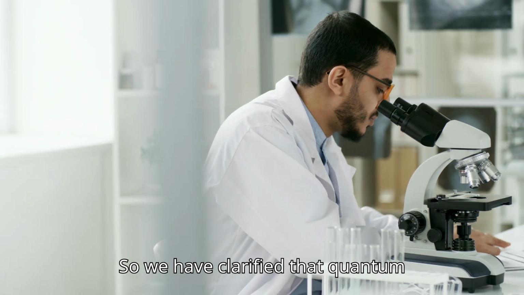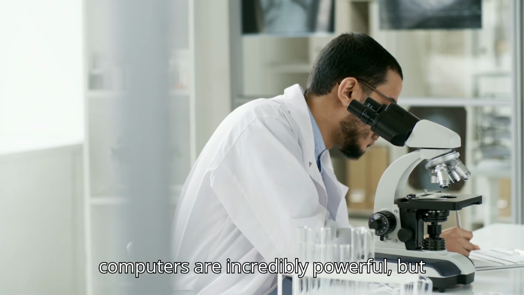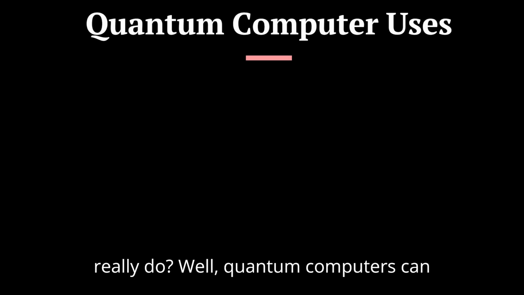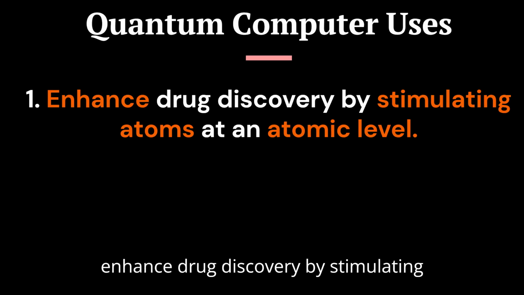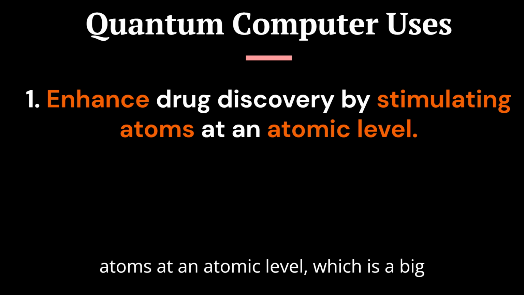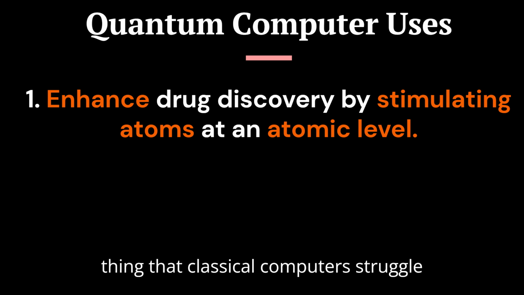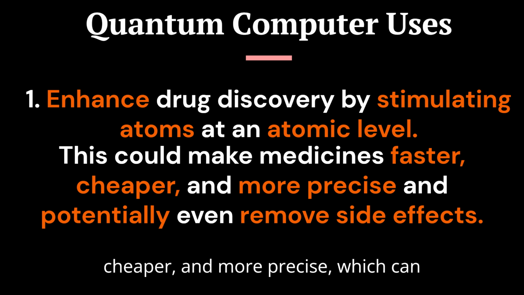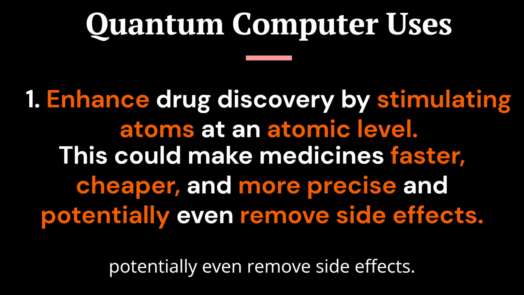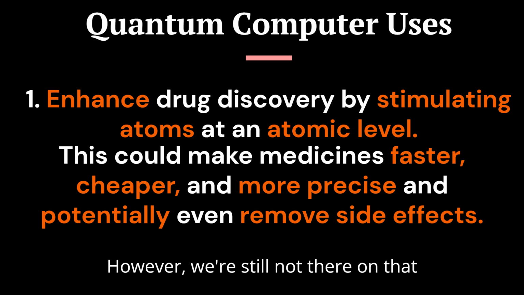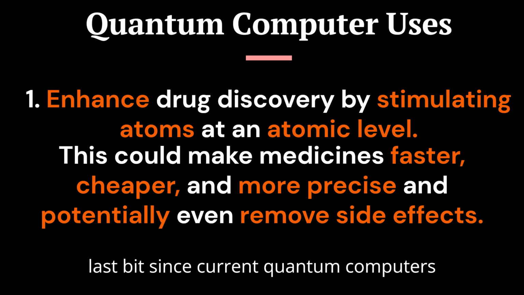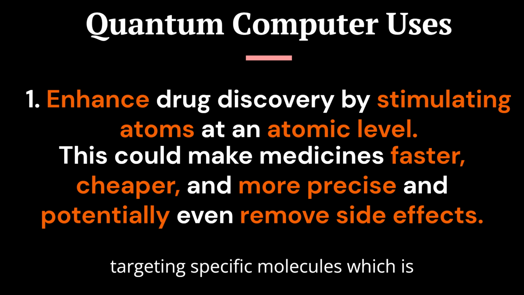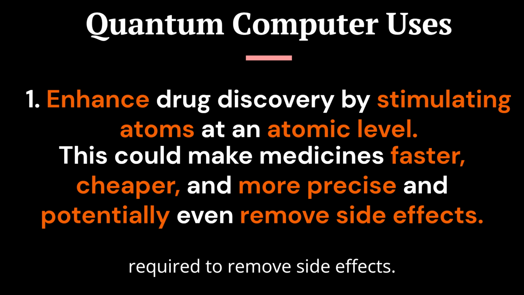So, we have clarified that quantum computers are incredibly powerful, but why do we need this power and what can it really do? Well, quantum computers can enhance drug discovery by simulating atoms at an atomic level, which is a big thing that classical computers struggle with. This would make medicines faster, cheaper, and more precise, which can potentially even remove side effects. However, we're still not there on that last bit since current quantum computers are error prone and not capable of targeting specific molecules, which is required to remove side effects.